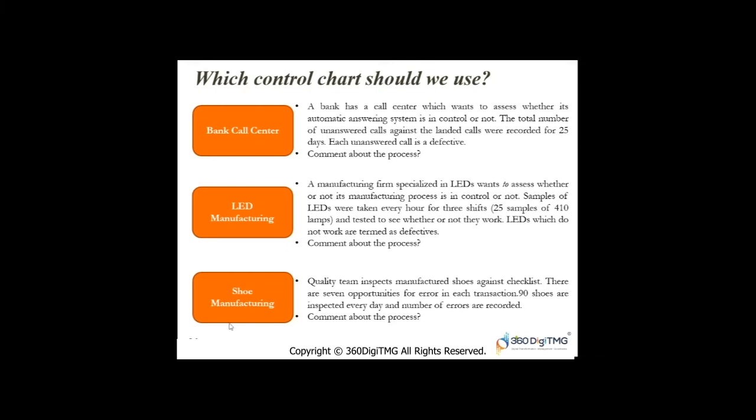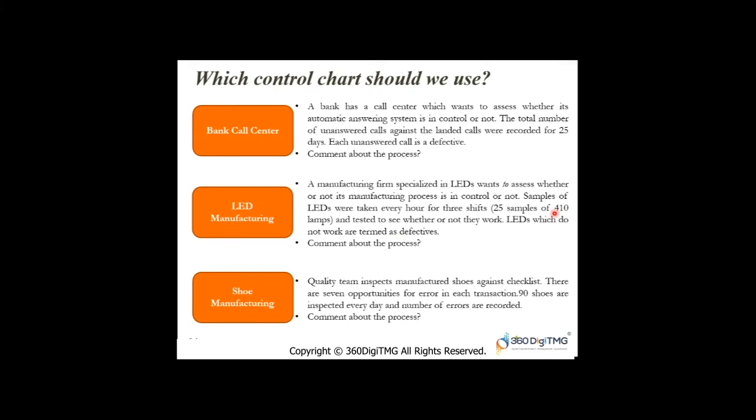All right, here is the second case study, LED manufacturing. A manufacturing firm specialized in LED wants to assess whether or not its manufacturing process is in control. Samples of LEDs were taken every hour for 3 shifts. They work in 3 shifts: morning shift, afternoon shift, and then the night shift. 25 samples of 410 lamps. That is the sample which people have picked up, and they tested to see whether or not they work. LEDs which do not work are termed as defectives.